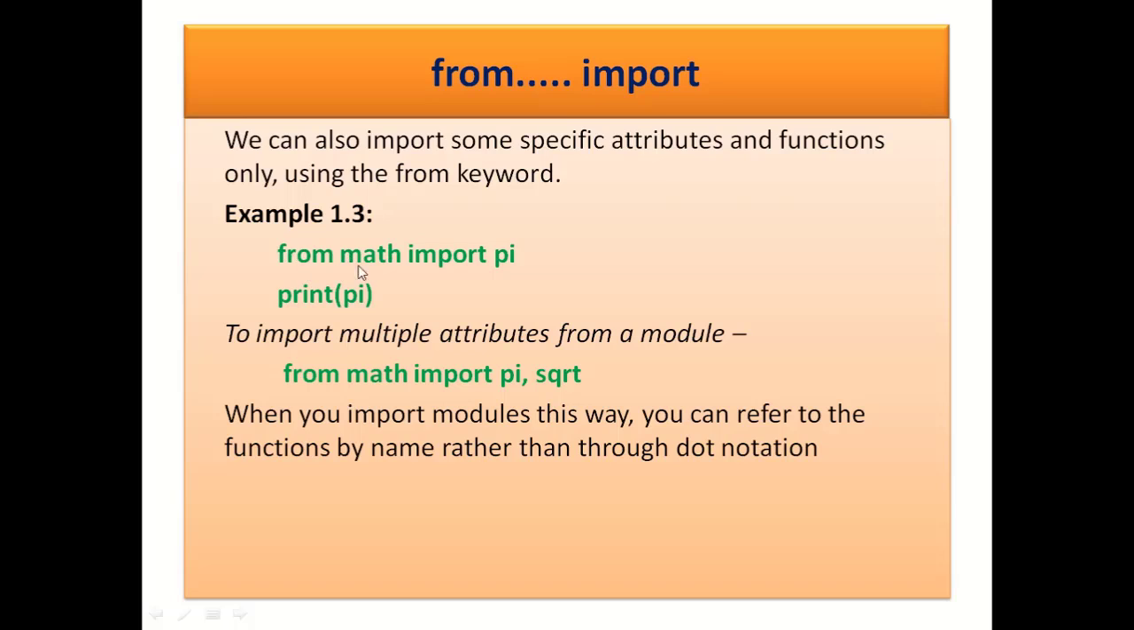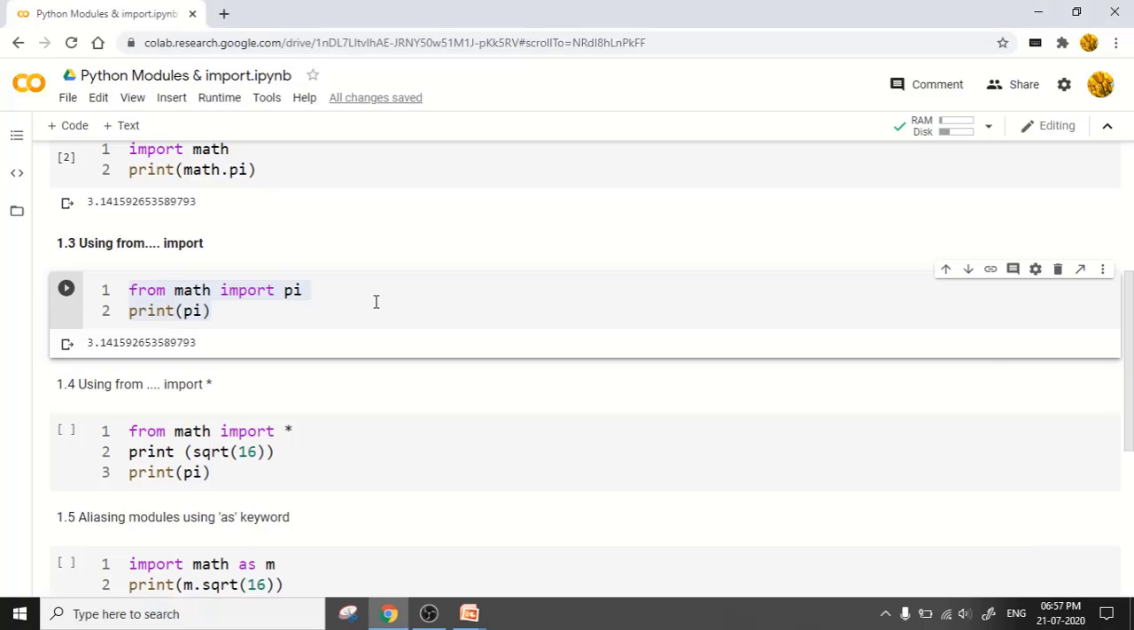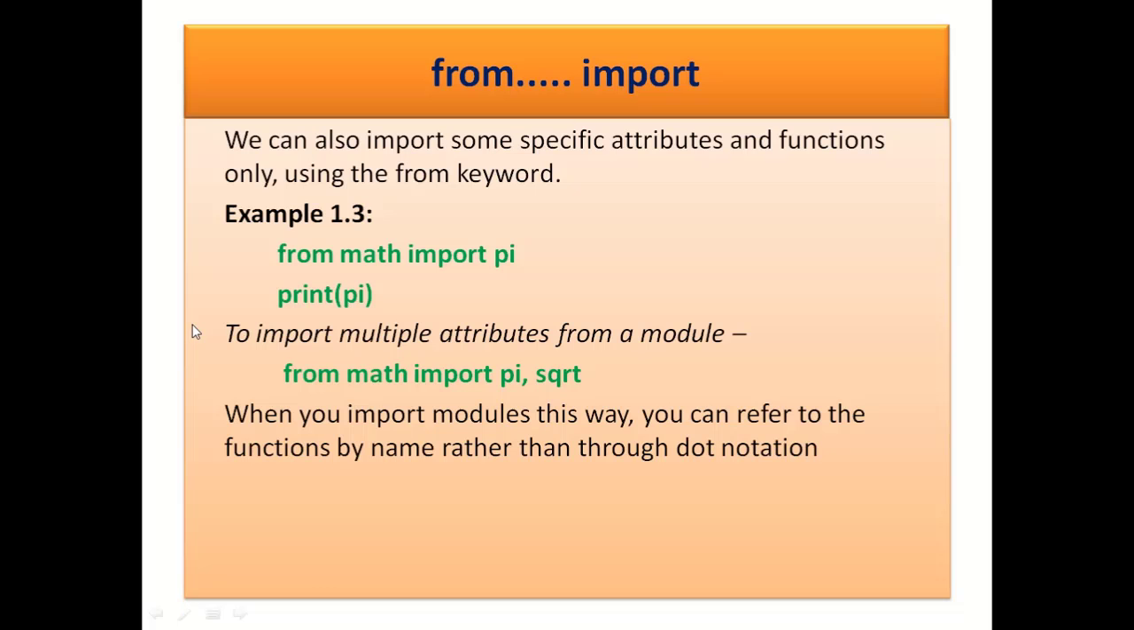So here is an example: from math import pi. If you have to use the value of pi only, then you can use from math import pi, print pi. This will print the value of pi. We have already executed this code. So this is the form: from module name import the attribute or function name, print pi. When you import the module in this way, you can refer to the functions by name rather than through dot notation.